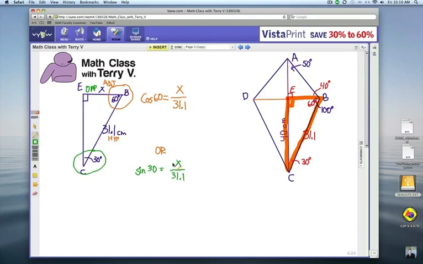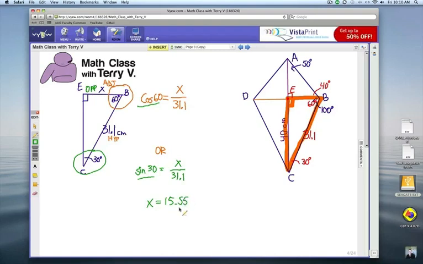All right, either way you do it, plug the value in, find cosine of 60 or sine of 30, and then you're going to multiply by 31.1. We're going to do a little cross multiplication there and get your answer. All right, go ahead and hit pause and try that out. Now, when we finish, you get 15.55.